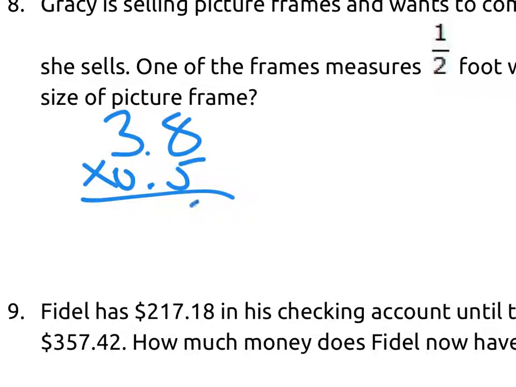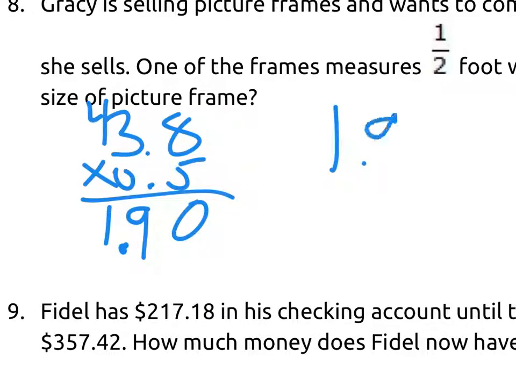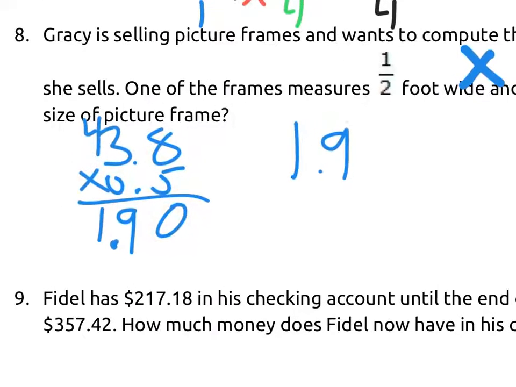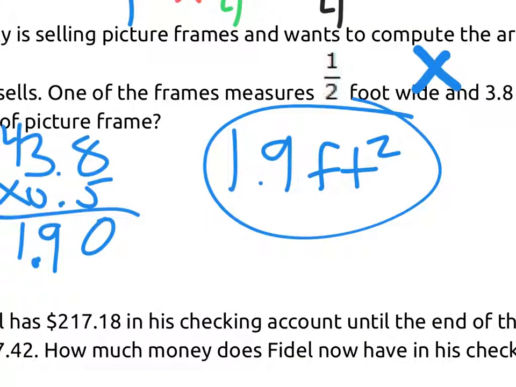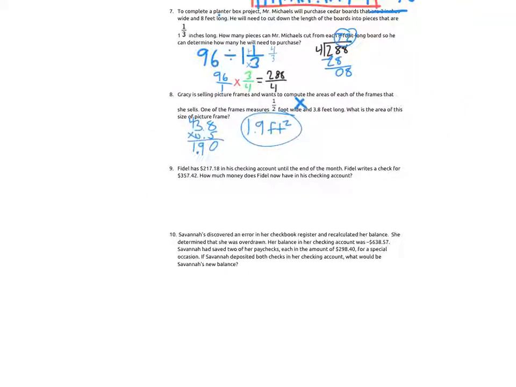So 5 times 8 is 40. 5 times 3 is 15, plus 4 more is 19. And then I've got 2 decimal places. So the area is going to be 1.9. What are we talking about? Feet here? Yep, 1.9 feet squared. And finally getting close to the end, 2 left.